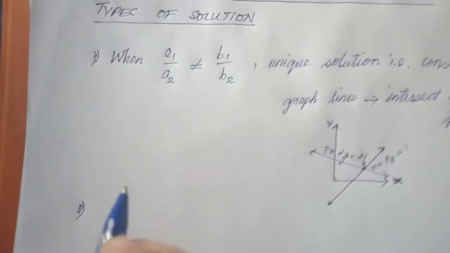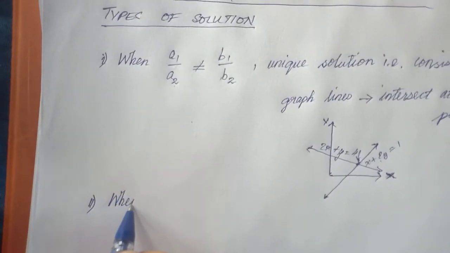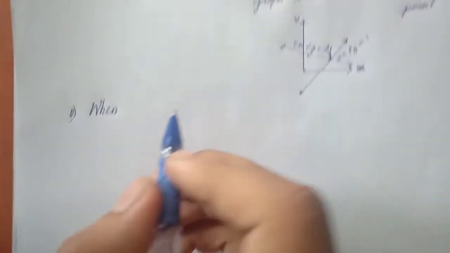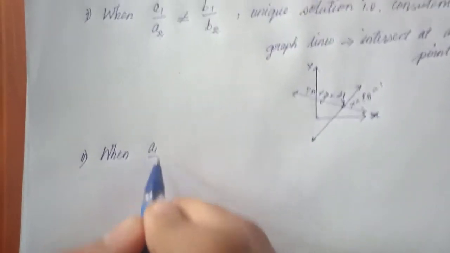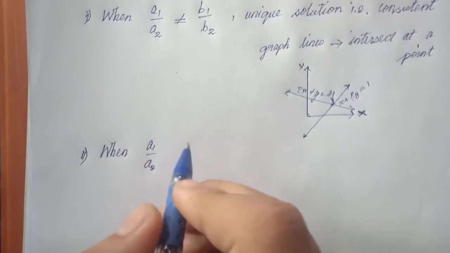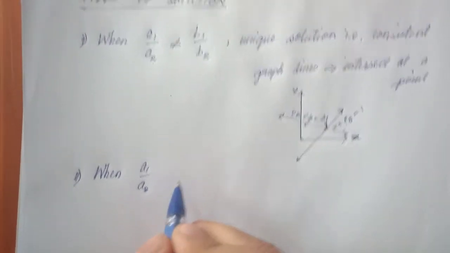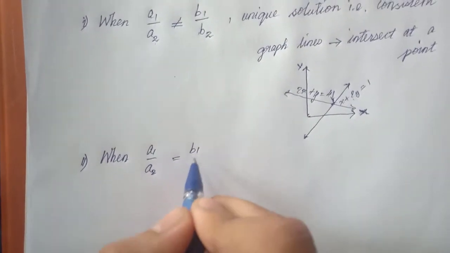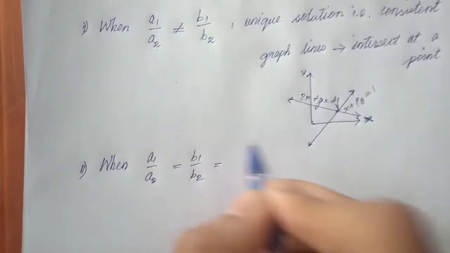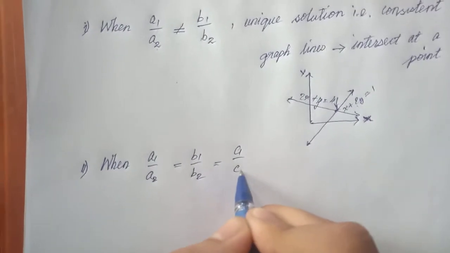And the second part is when a1 by a2 is equal to b1 by b2 is equal to c1 by c2.